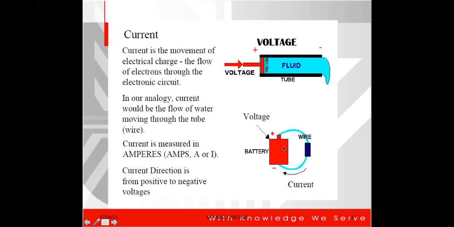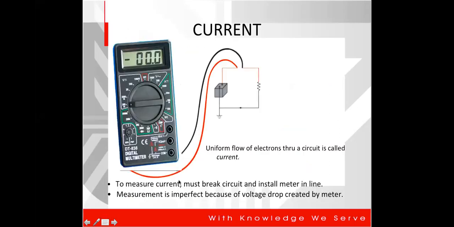Okay, current direction is from positive to negative voltage. So current is opposite of the electron. Okay, electron move from negative to positive, and so the direction of current is from positive to negative. So uniform flow of electron through a circuit is called current. Okay. So how do we measure current?